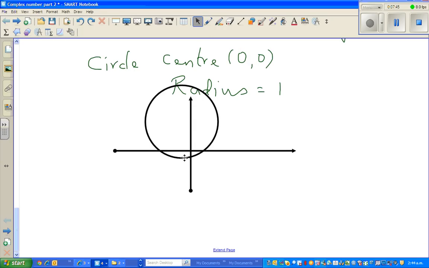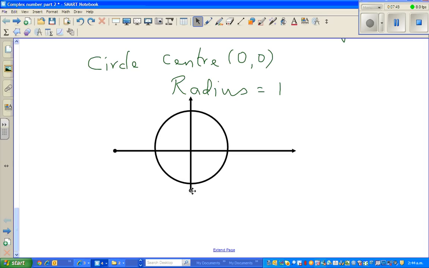I'll have to select and move it. Okay, I think that's fine. So this is a circle with center 0, 0 and the radius of 1. If you go, this point is 1 comma 0. This point is 0 comma 1. This point is 0 comma negative 1. This point is negative 1 comma 0.